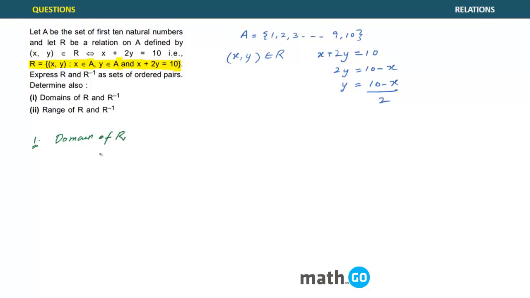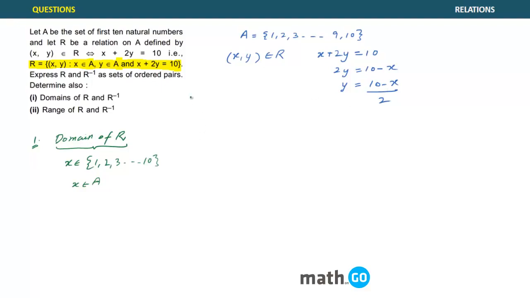Can you tell me what will be the domain of R? Yes, the students make a mistake here. They say the domain of R is x belongs to the first 10 natural numbers, because they say x belongs to A. This answer is completely wrong. What we need to find are those x and y values which actually satisfy the relation. So now let's talk about this.